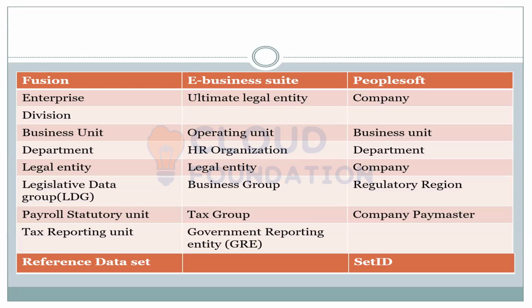In Fusion, we have payroll statutory unit. In e-business suite, we have tax group. And in PeopleSoft, we have company paymaster. In Fusion, we have tax reporting unit. In e-business suite, we have government reporting entity.